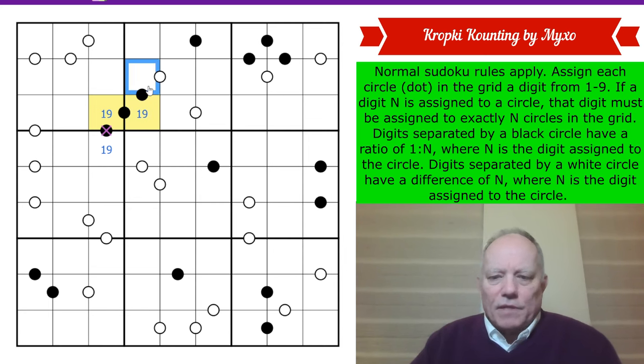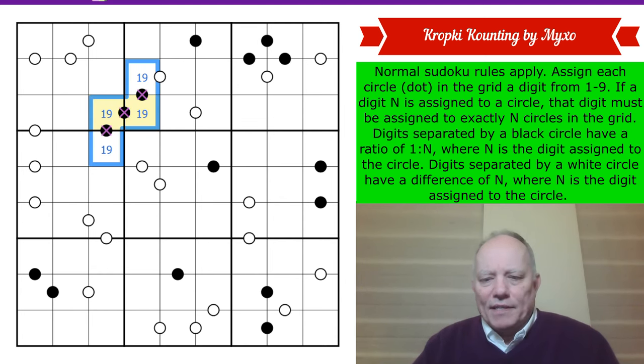Sorry, I should have kept that colour. That is a 1-9 as well. This is how we do it. And we X that. Now we look, with those, by disposing those 4 1-9s there, we managed to get 3 black circles assigned the value of 1 or 9.